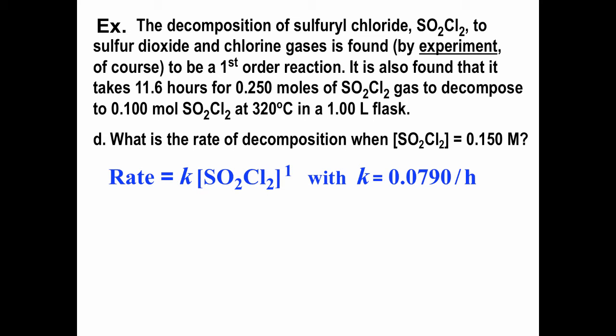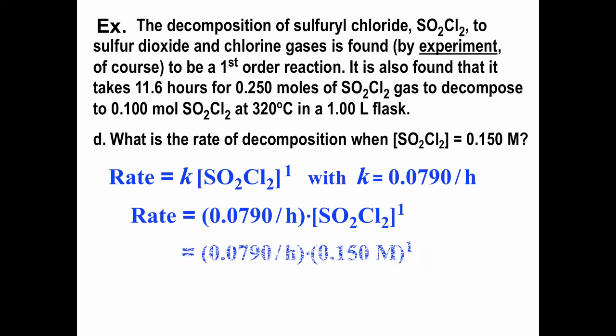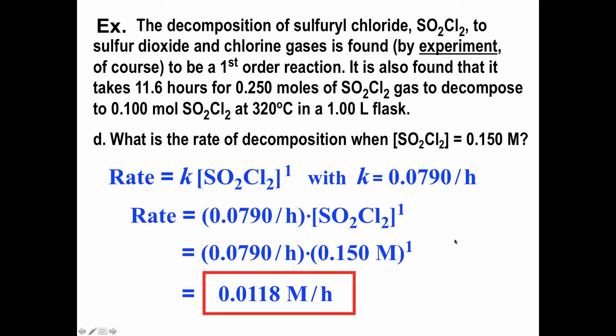Rate is equal to that equation. K is 0.0790 per hour. So we plug in our values, and notice that when we multiply our numbers, we have units of molarity times units of per hour. So we get units of molarity per hour, and it's 0.0118 molarity, or moles per liter per hour. Rates will typically be in concentration or some other measure of amount, could be pressure, and then per time. In this case, it's hours.